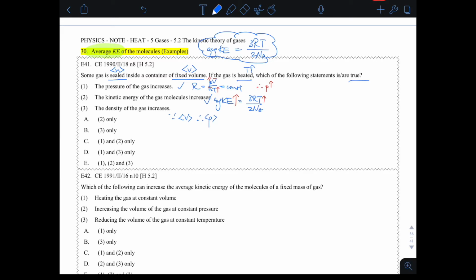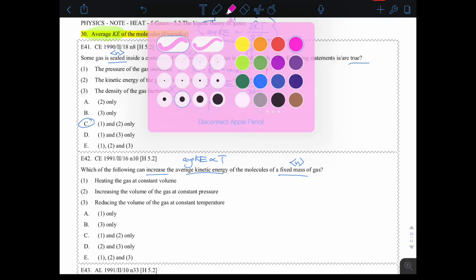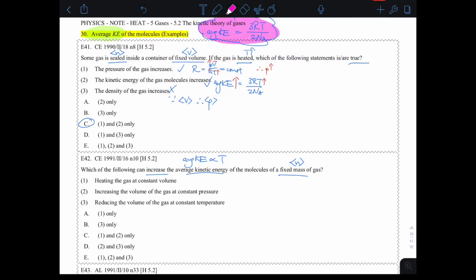Therefore, density unchanged. No change. So the answer is C. Next, which of the following can increase the average kinetic energy of a fixed mass? The only thing that can change kinetic energy is T, because average KE is directly proportional to T. Only T can change the average KE, no more.